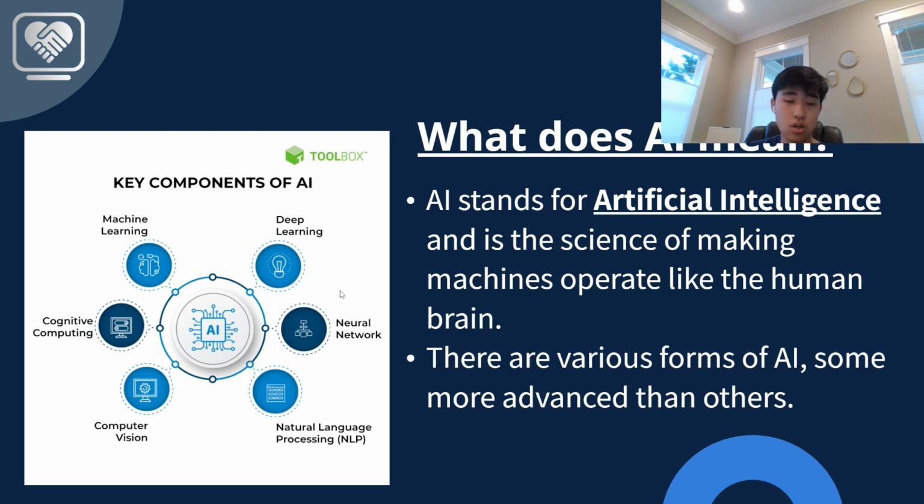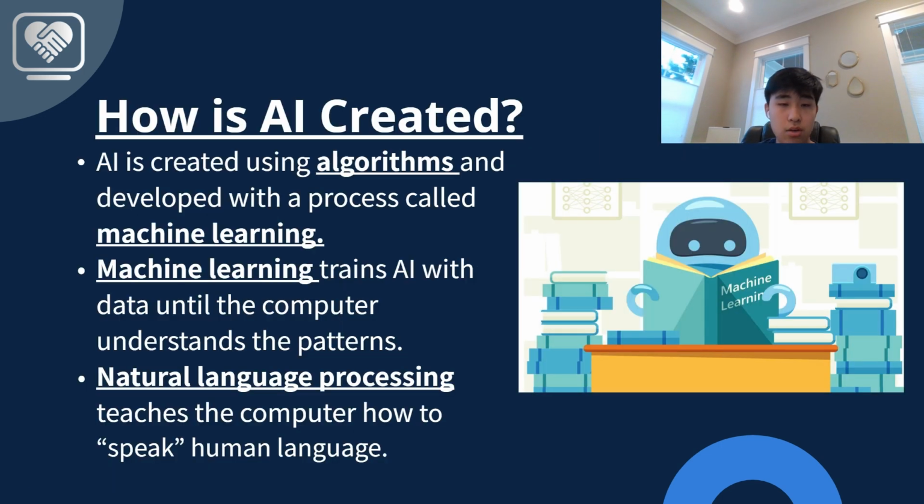So, as you can see in this chart, there are some examples. We have machine learning, deep learning, neural network, natural language processing, computer vision, and cognitive computing. And I'll be discussing a couple of these later on in the video. So, how is AI created? AI is created using algorithms and developed with a process called machine learning. And machine learning trains AI with data until the computer understands the patterns. And then another method is natural language processing, which teaches the computer how to essentially speak the human language.